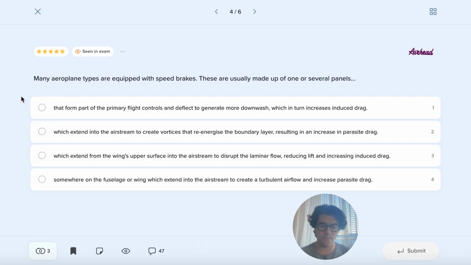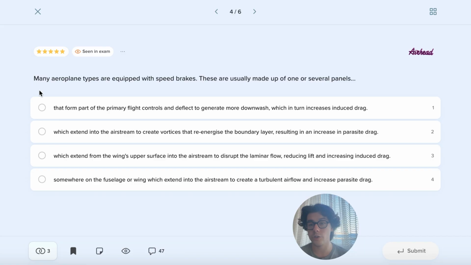Now question number 4. Many airplane types are equipped with speed brakes, and these are usually made up of one or several panels. Yes, so speed brakes are secondary controls on your aircraft, and also the same unit that is considered a speed brake will transform into lift dampers or ground spoilers when you touch the ground in order to dump the lift as much as you can. And these are also used to increase drag without affecting lift that much, allowing us to either decrease the speed or fly even steeper approach without reaching dangerous speeds.